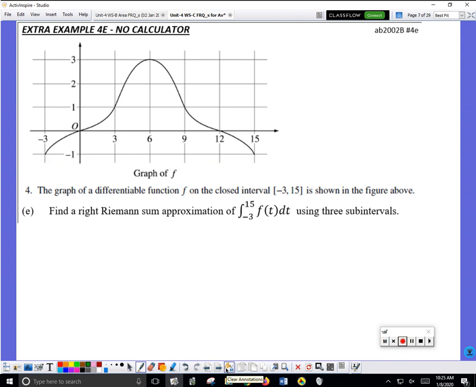Okay, this extra example is not a new concept. It's just reviewing from above. They said, here's a differentiable function f. Find a right Riemann sum approximation of this integral using 3 subintervals. So every time you compute an integral, make sure you write the integral, because they often give points for simply writing the integral.